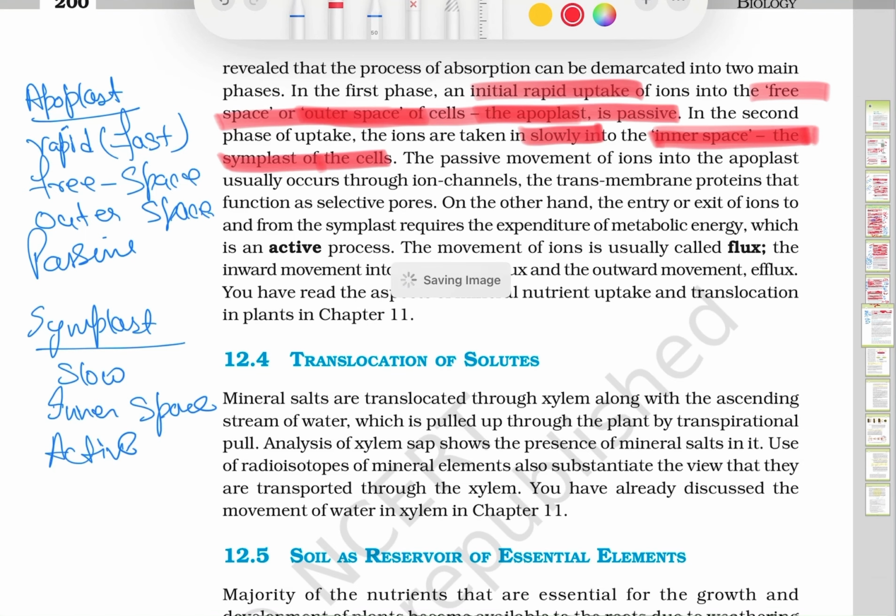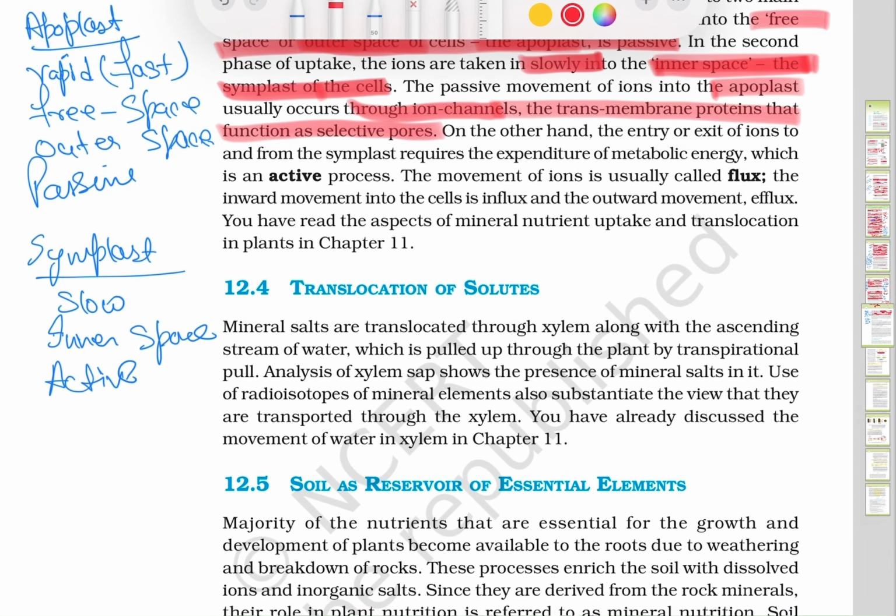The passive movement of ions into the apoplast usually occurs through ion channels, the transmembrane proteins that function as selective pores. On the other hand, the entry or exit of ions from the symplast requires expenditure of metabolic energy, which is an active process. The movement of ions is usually called flux. The inward movement into the cell is influx, and outward movement is efflux.